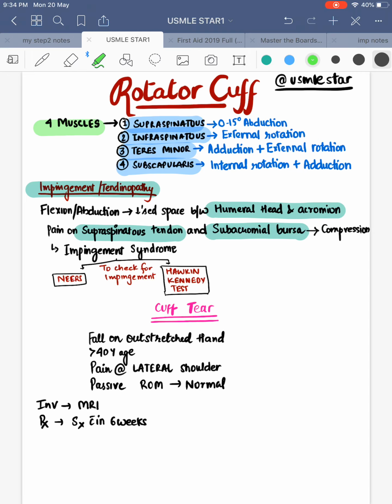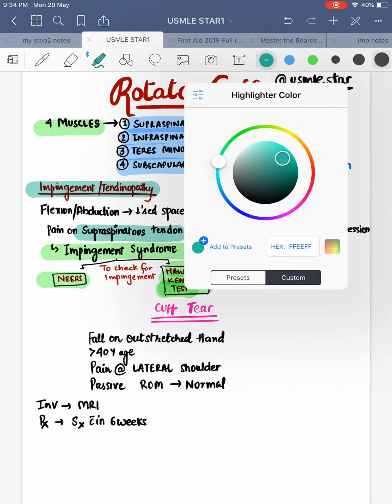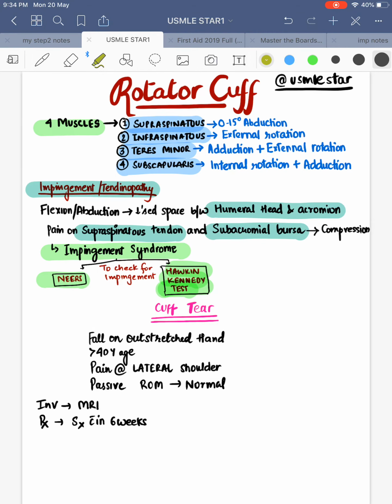Their compression leads to impingement syndrome, a very important clinical case which we see in day-to-day OPDs in the orthopedic department. To check for impingement syndrome, there are two clinical tests, the Neer and the Hawkins-Kennedy tests. We should know how to elicit these tests because these disorders are diagnosed by clinical examination. You need not do any other investigations. They can be diagnosed clinically easily, so you need to know both these tests.